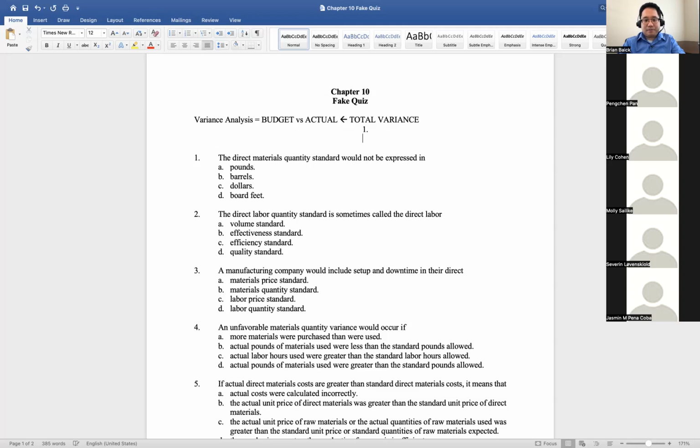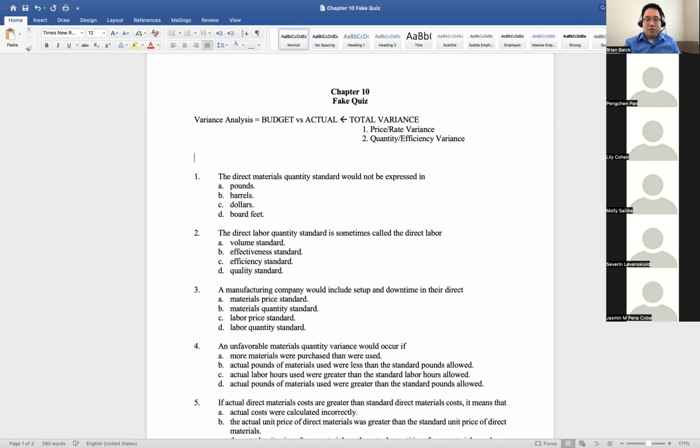So you can have the total variance, and the total variance is made up of two ingredients: price, or sometimes people call it rate variance, and also what's called quantity, or sometimes called efficiency variance. So in this chapter, we talked about identifying variances, in particular, identifying the price, quantity, and total variances, 3 variances. In order to do that, we can use this very helpful formula that we learned in class. And frankly, this is the only formula that you need to know for this chapter.